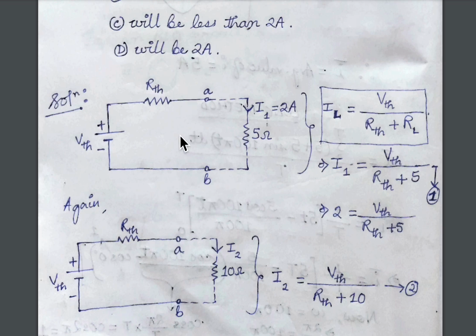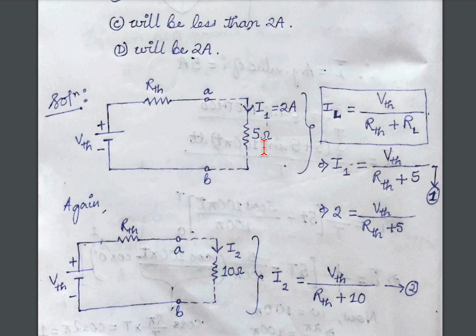In the first diagram, a 5 ohm load resistance is connected across terminals A and B through which a load current of 2 ampere, let's name it I1, is flowing. Now we know using Thevenin's theorem, load current is equal to Thevenin's voltage divided by the sum of Thevenin's resistance and load resistance. This is the formula we have from Thevenin's theorem, right? So in the first circuit, the value of RL, that is load resistance, is 5 ohm.